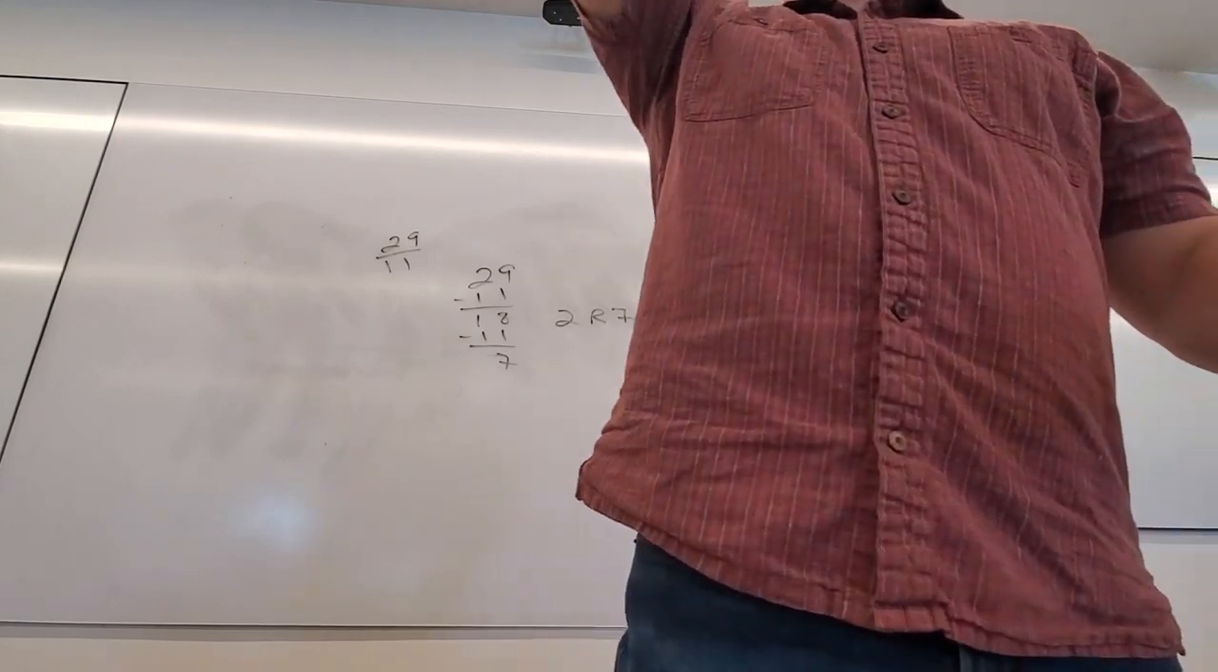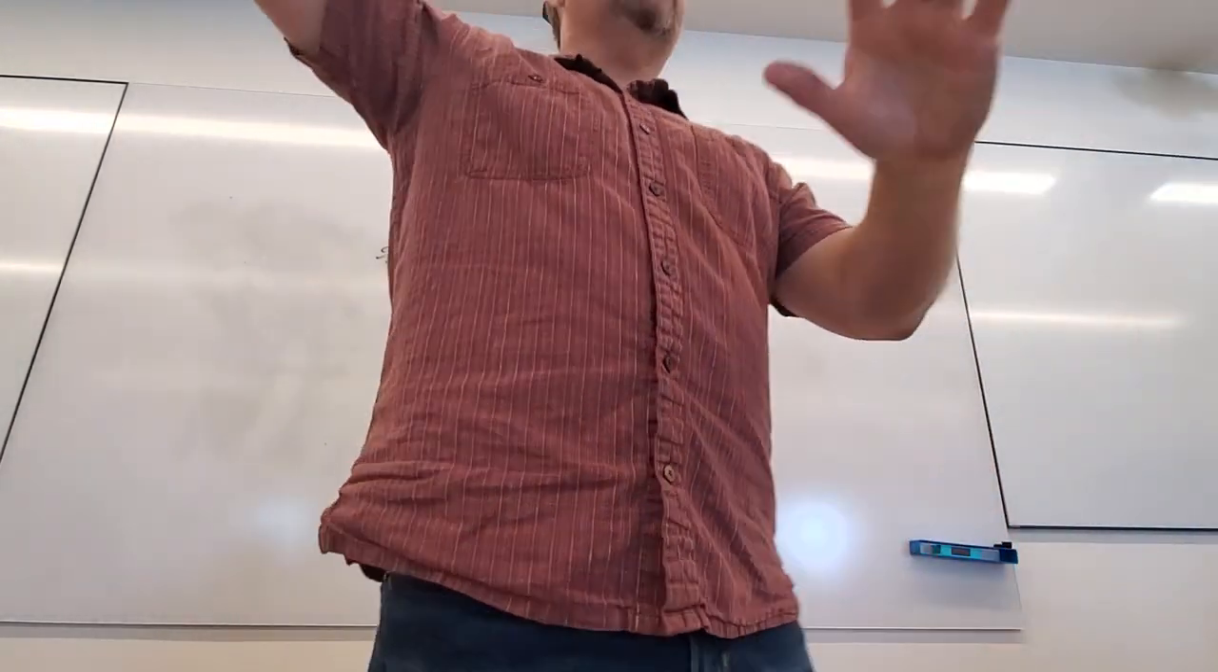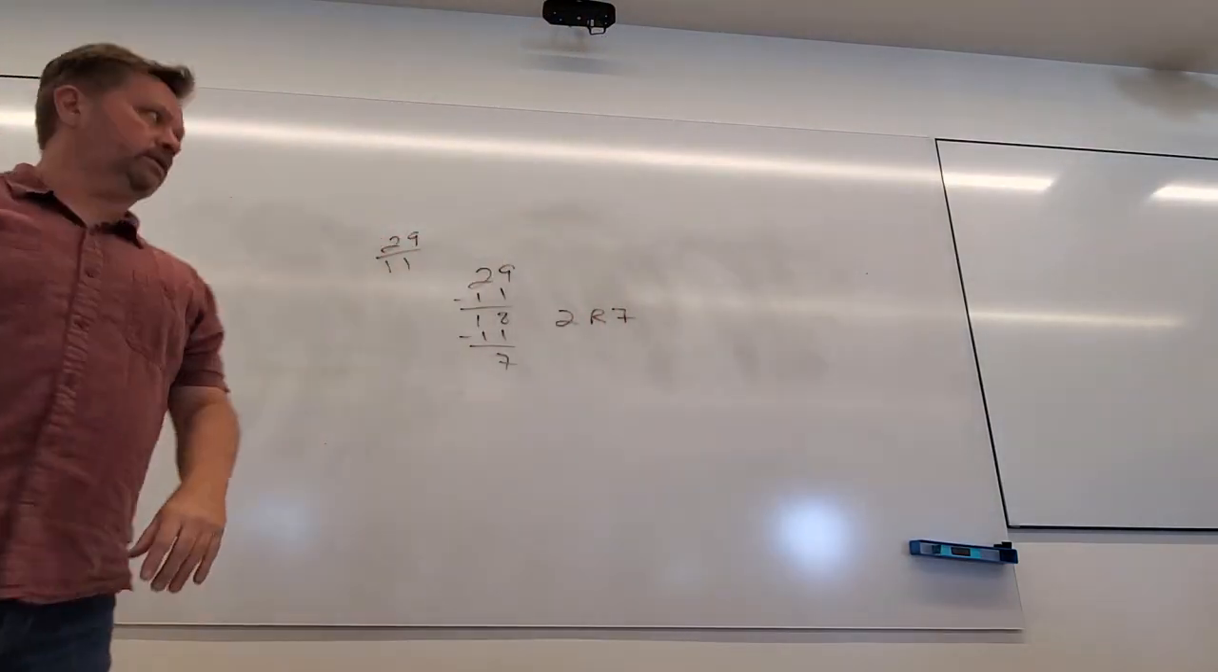Yeah, good. We talked about missing factor. We talked about division by 0. What do you call it when I try to divide something by 0?